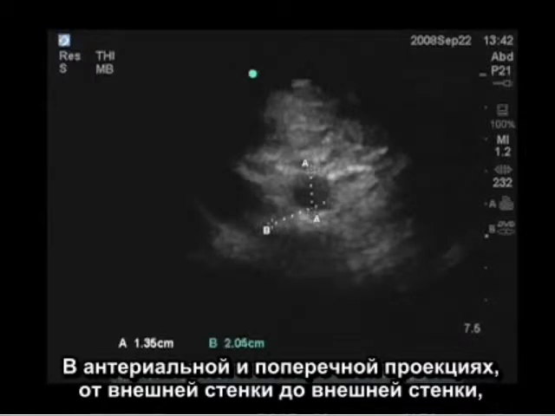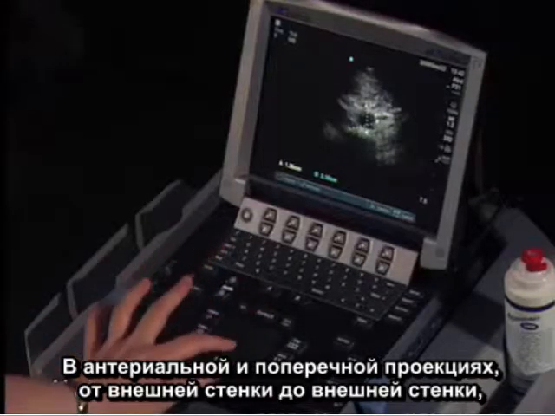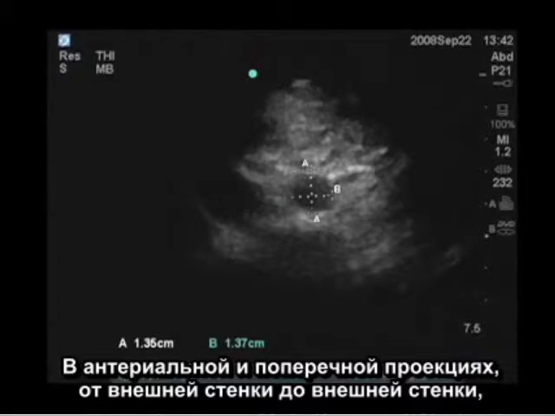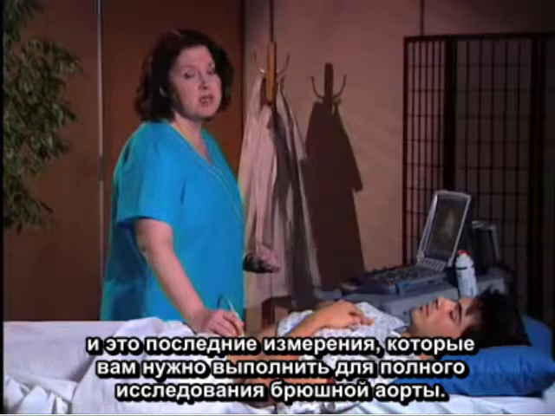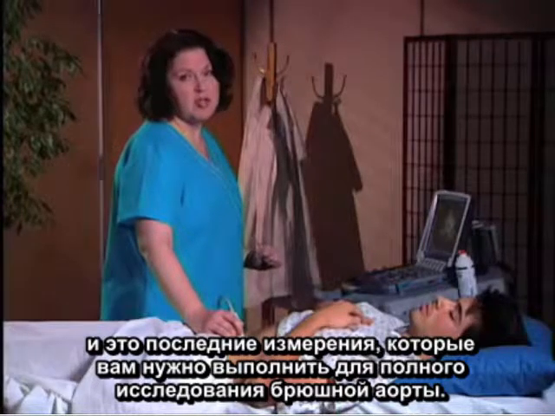Anterior and transverse from outside wall to outside wall. And that is the completion of the measurements you need to do for the abdominal aortic exam.